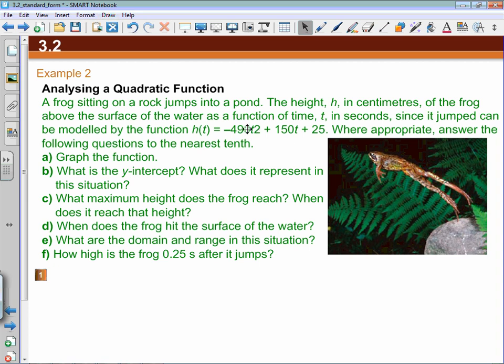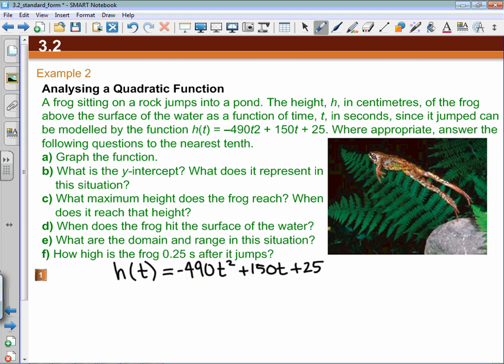Now, there's a bit of a typo here. This shouldn't be negative 490 times t times 2. This function should actually be, I'm going to write underneath that, the height of the frog as a function of the time since it jumped is equal to negative 490 times t squared plus 150 times t plus 25.